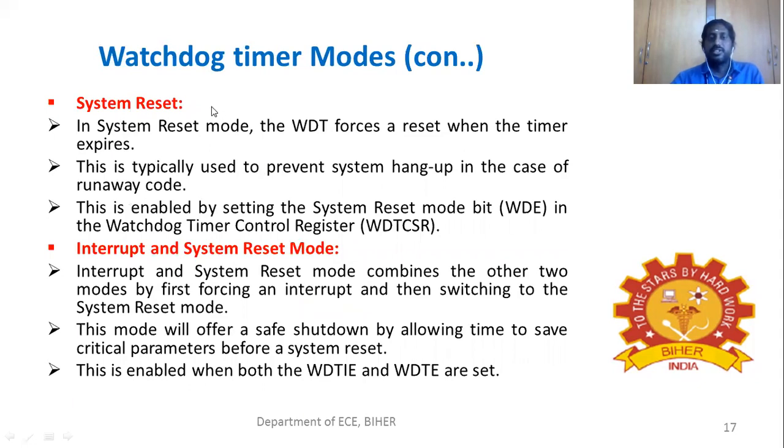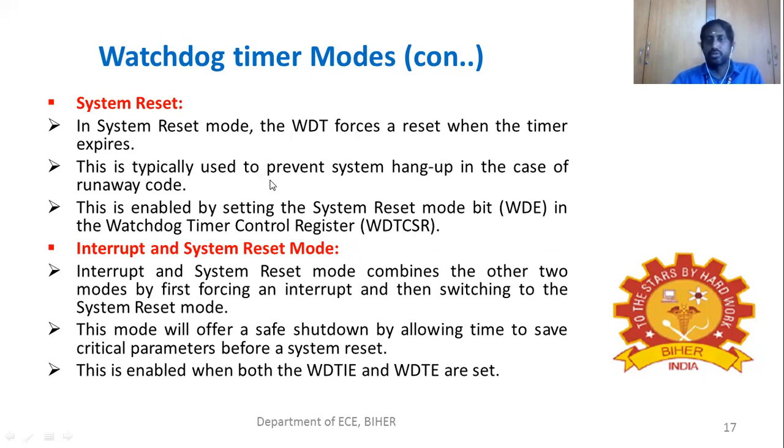Then system reset. This is the next mode of operation for a watchdog timer. In system reset mode, the watchdog timer forces a reset when the timer expires. In the previous case, the operation is controlled by the interrupt. Here it is controlled by the reset signal. So this is the reason it is called system reset. In the system reset mode, the watchdog timer forces a reset when the timer value exceeds its limits.